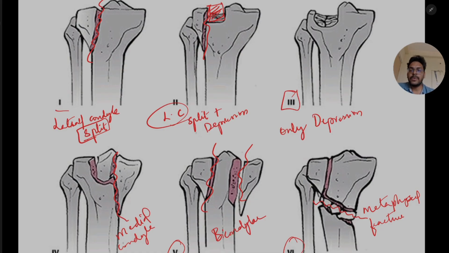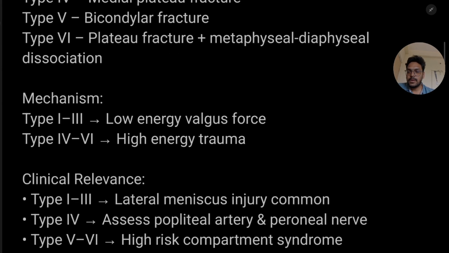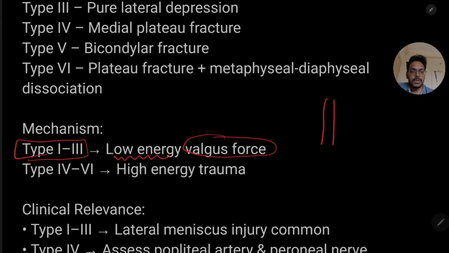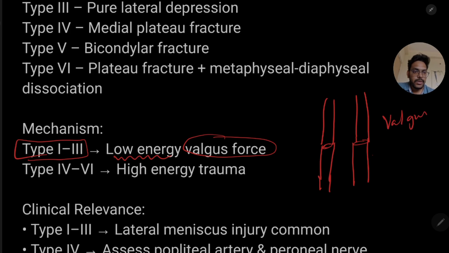Now we will see how these fractures occur, because types 1 to 3 are very low energy fractures caused by a valgus force. Imagine these two are the legs. Here is the knee joint. How is the valgus force going to apply? Distally, valgus, you can remember VALGUS: L is lateral. The distal part should go laterally. This is the valgus force.